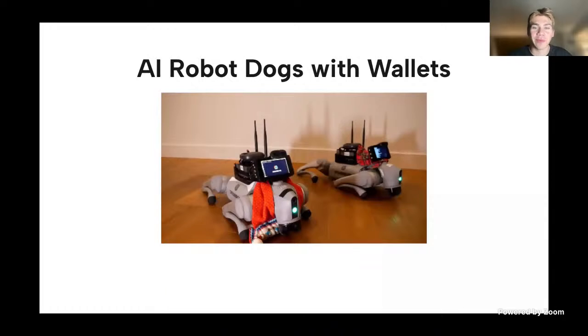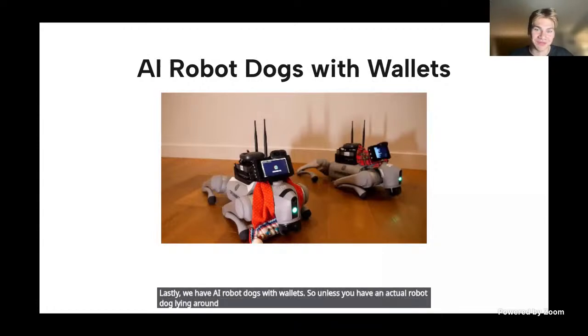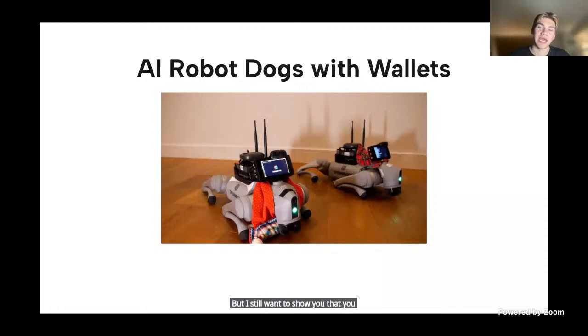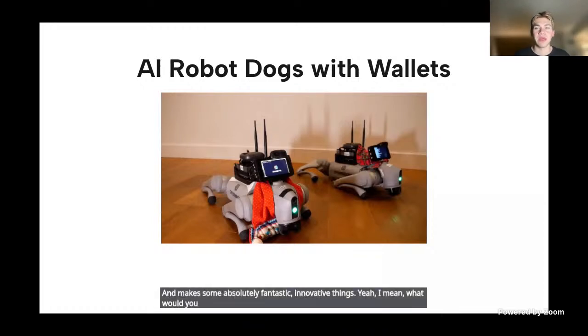Lastly, we have AI robot dogs with wallets. So unless you have an actual robot dog lying around, I think this one's a little bit less feasible for you. But I still want to show you that you can really push the boundary and make some absolutely fantastic, innovative things. Yeah, I mean, what would you do with a robot dog with a wallet? Like give it USDC and it dances or something like that.